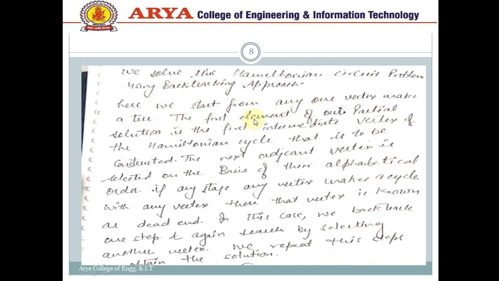Then the first element of our partial solution is the first intermediate vertex of the Hamiltonian cycle that is to be constructed. The next adjacent vertex is selected on the basis of the alphabetical order at any stage. Any vertex that makes a cycle with any vertex is known as the dead end. In this case, we backtrack one step and again search by selecting another vertex, and we repeat this step to obtain the final solution. So we backtrack step by step if we don't get the final solution.